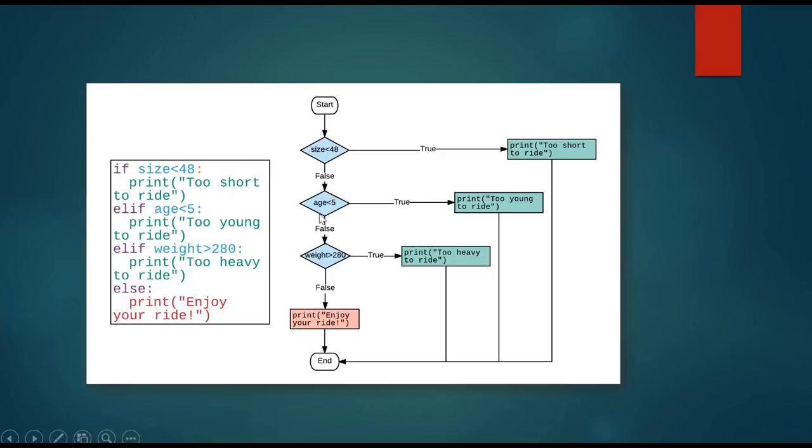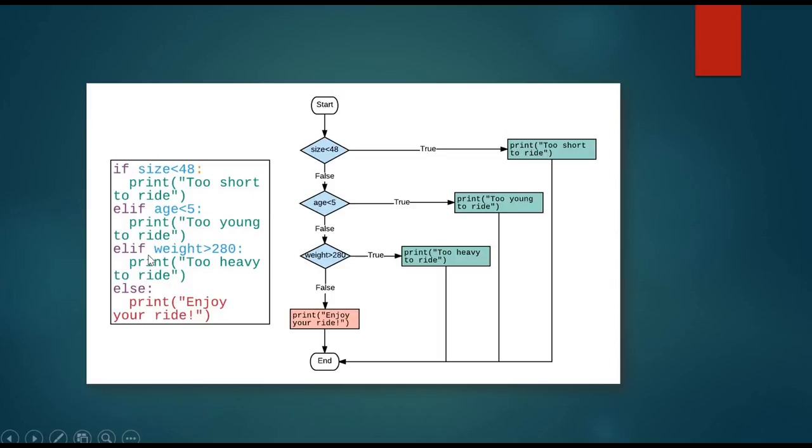Now, if any of these statements right here, size, age, or weight, were true, we are going to print this code block and then end the program. So that's why we needed to change the overall structure of our program, because the first statement that is true will end our program. It will end this little structure right here. So notice that it goes true, it prints too short to ride, and we end our program. So we need to make sure we're structuring our program properly so that we get the result we want.